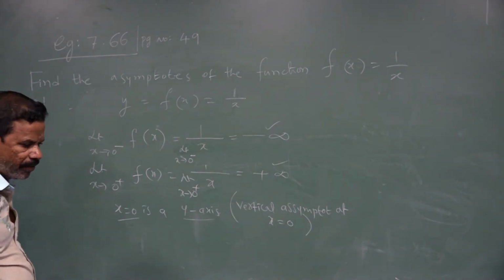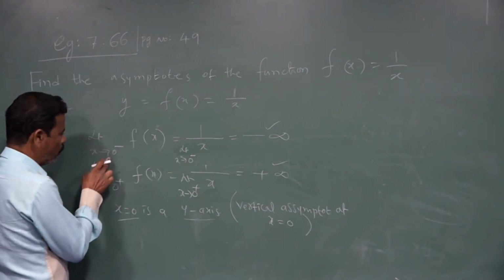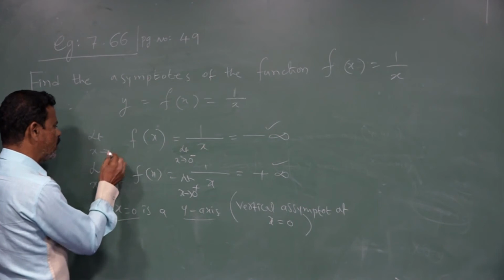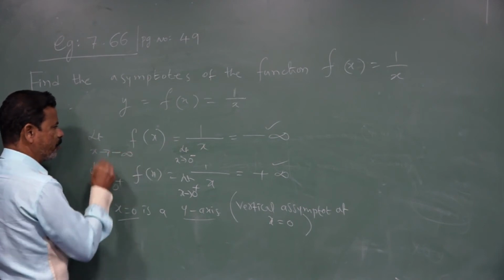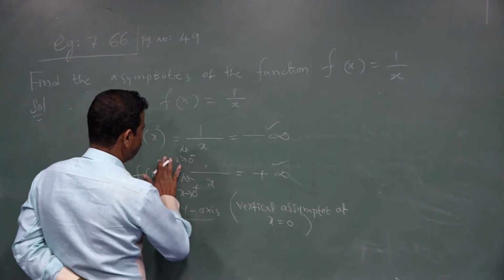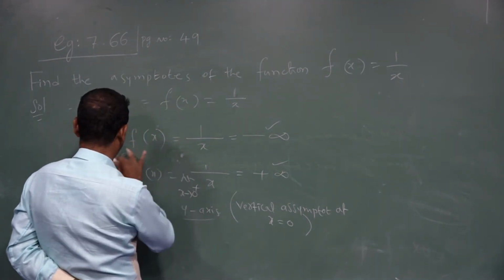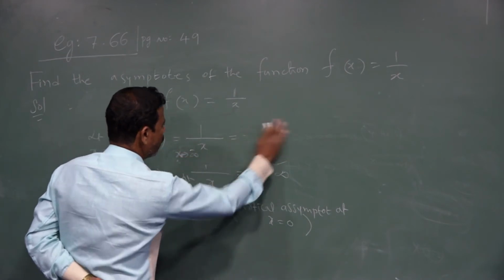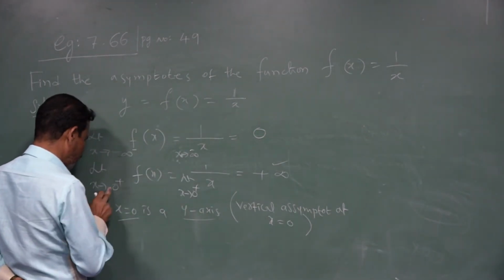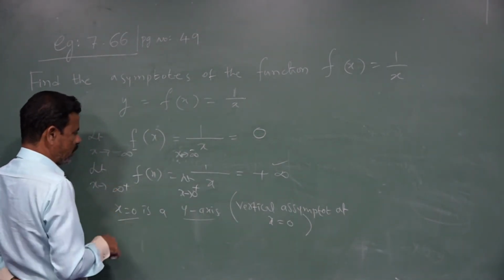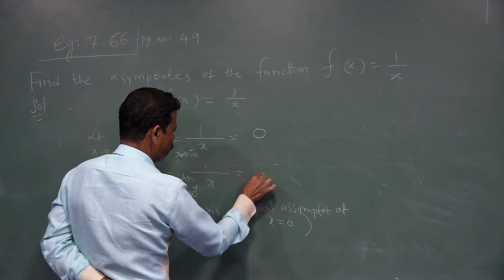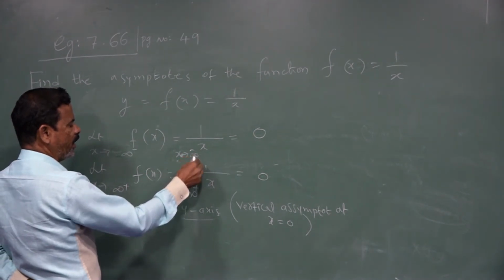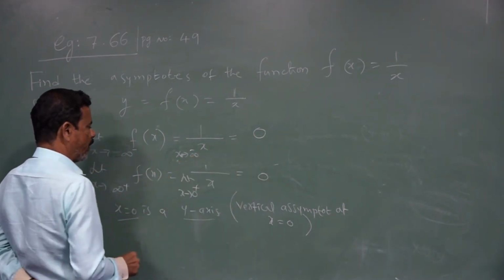After that, similarly, we check instead of 0 minus and 0 plus, we substitute infinity. If x tends to minus infinity, then what will come? Limit x tends to infinity minus, this is coming to 0. Here limit x tends to infinity plus, this is also coming 0. Here x tends to infinity, either plus or minus, both are 0.